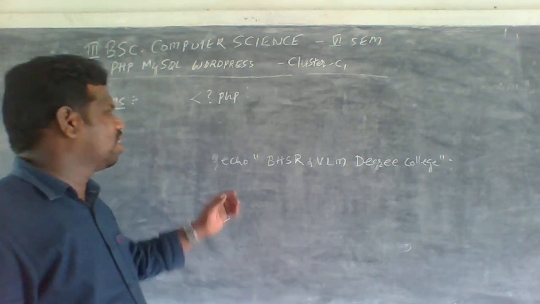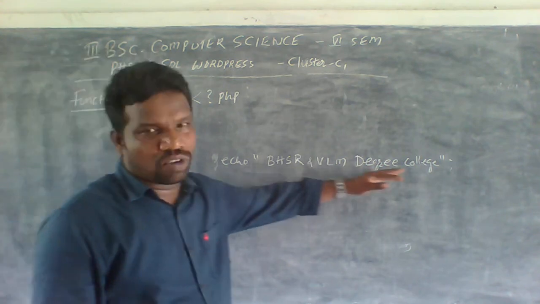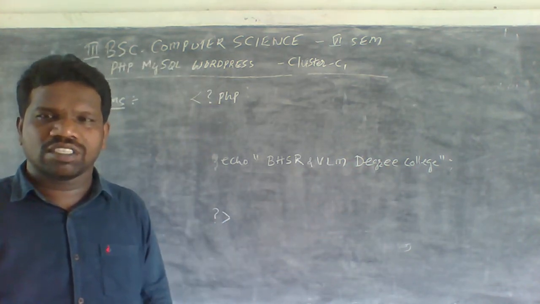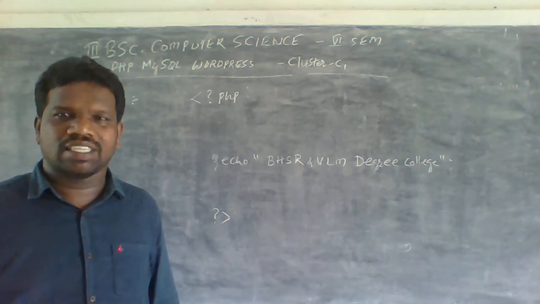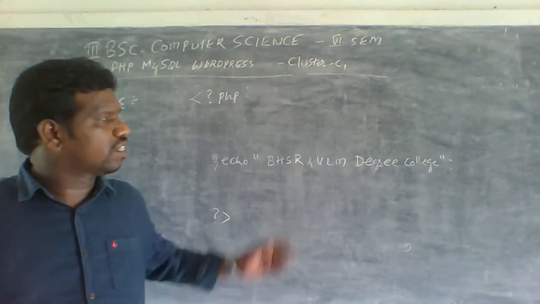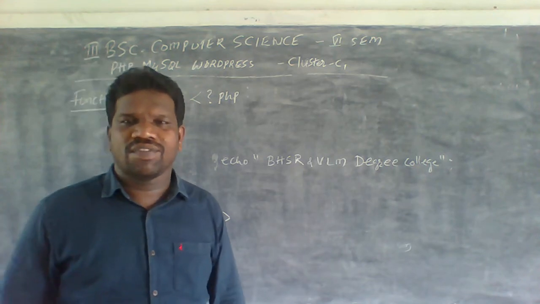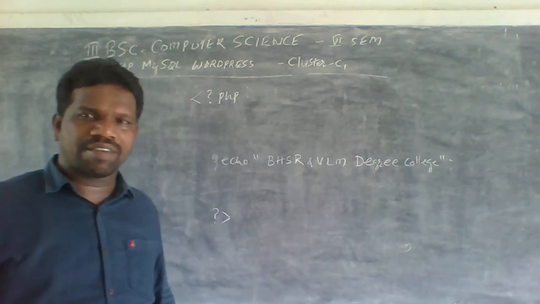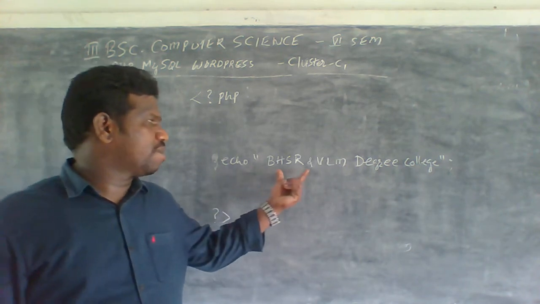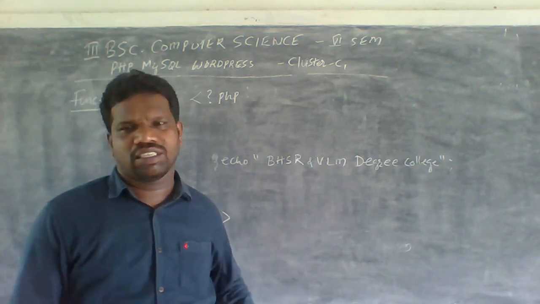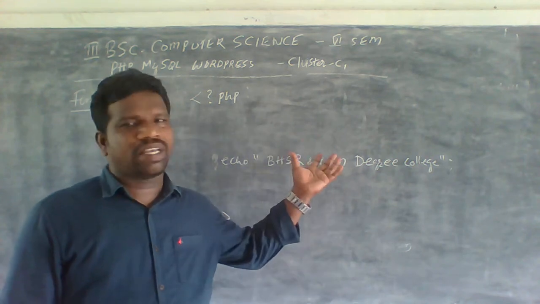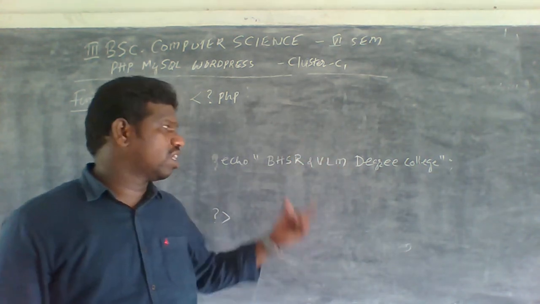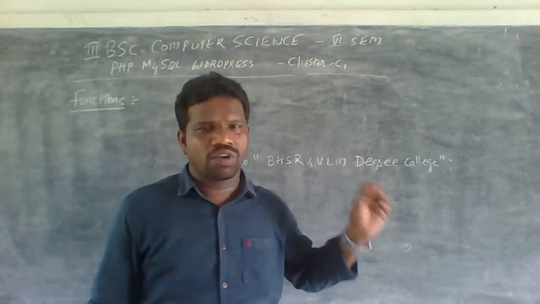So this is the normal execution of the program. If the program is run, we get the same output once at a time. In this session, I am not using any functions. We simply print only the VHS VLM degree college. That's it. So when the program executes, the only output is the VHS VLM degree college.